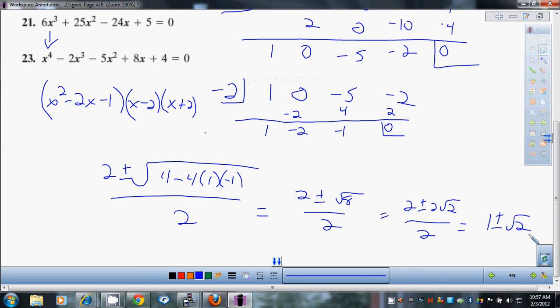Your 4 roots, your technical answer would be 2, negative 2 from above, and then 1 plus the square root of 2, and 1 minus the square root of 2. And you can find those as decimals if you prefer. It's up to you. But I'm not asking you to graph it, so. Questions?